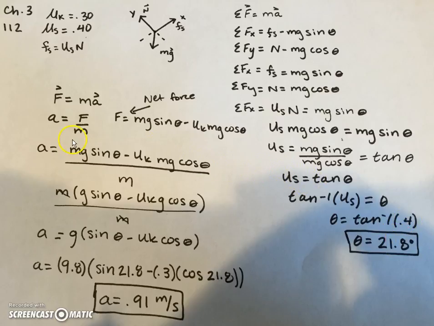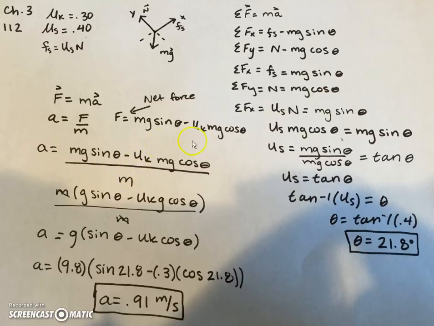Now, to find the acceleration, force is equal to mass times acceleration, and you're looking for the net force. So the net force would be mg sine theta minus the coefficient of kinetic friction times mg cosine theta. Once you rearrange, the acceleration is equal to force divided by mass. So the acceleration is equal to mg sine theta minus the coefficient of kinetic friction times mg cosine theta, divided by m.